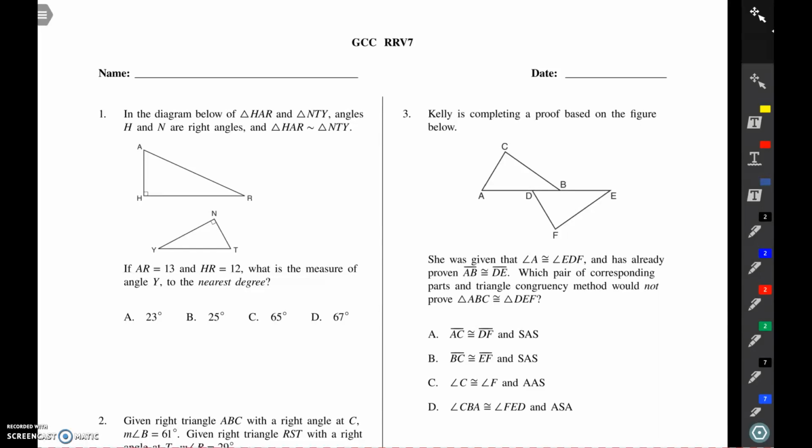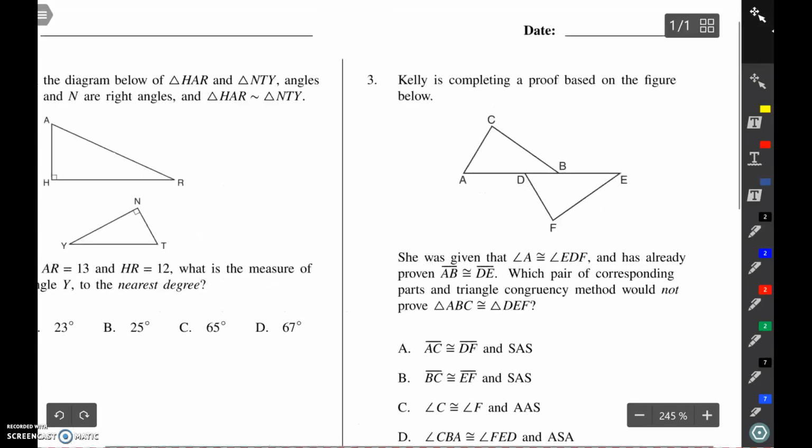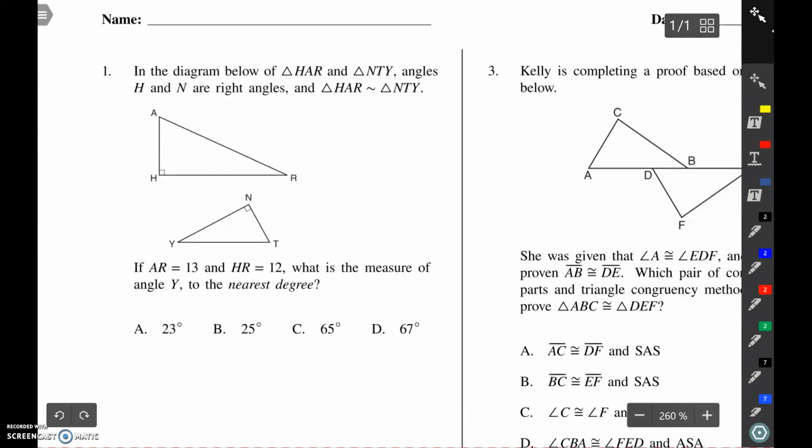Geometry Common Core, Regents Review, Video 7. In the diagram below of triangle HAR and triangle NTY, angles H and N are right angles. We see that with these little boxes marked. Let me zoom in, make this picture a little bit bigger for us.